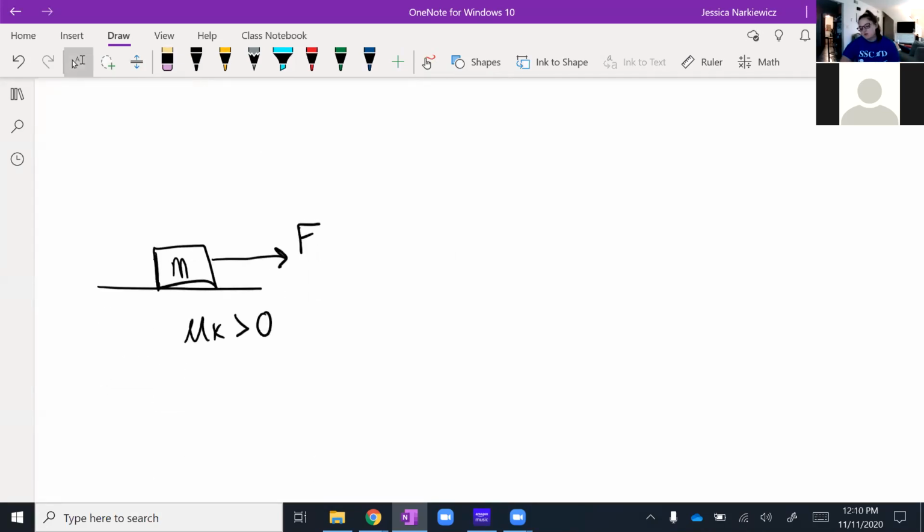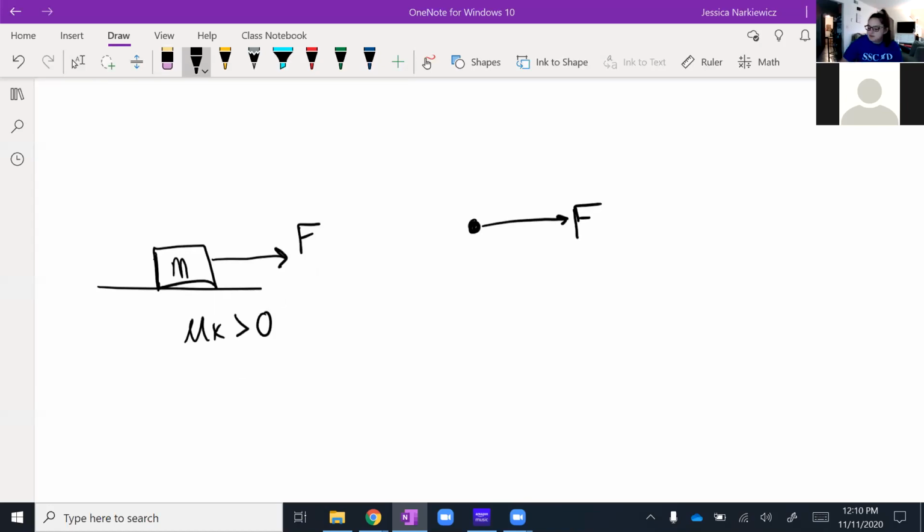So here we have a box with an applied force F, and I have written here that mu k is greater than 0. That just means that there is friction on this surface, so I'm going to need to make sure to include that on my free body diagram. So for this object, it's pretty obvious that there is some applied force. Students usually have no problem getting that part.